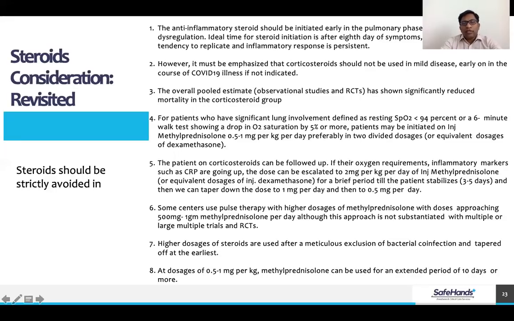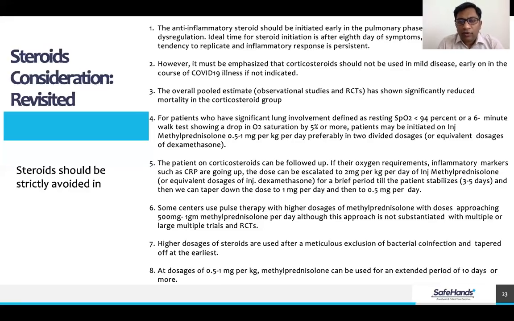The overall pooled estimate of observational studies and RCTs has shown significantly reduced mortality in the corticosteroid group. For patients who have significant lung involvement, defined as a resting saturation of less than 94% or a 6 minute walk test showing a drop in oxygen saturation by 5% or more, injection methylprednisolone 0.5 to 1 mg per kg per day, preferably in 2 divided doses, or an equivalent dose of dexamethasone, may be initiated.